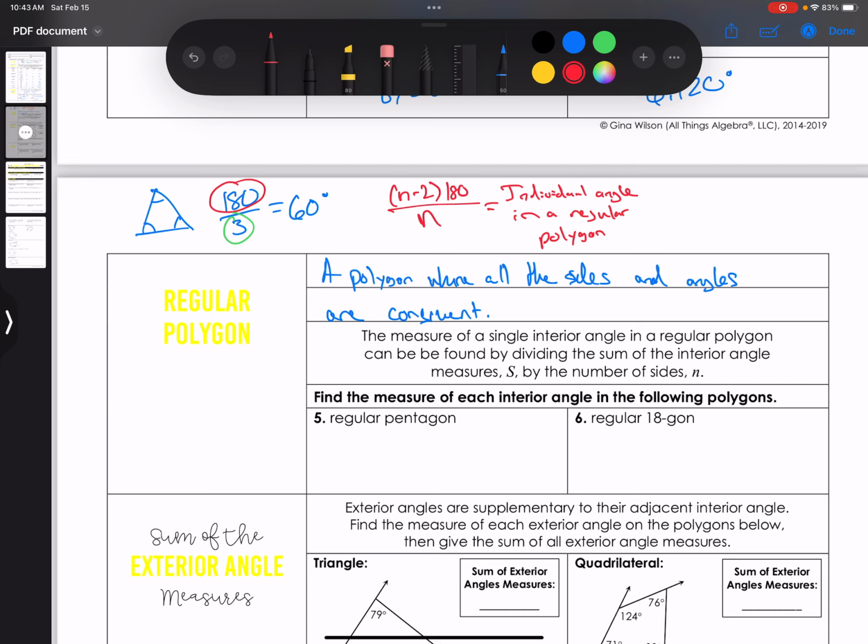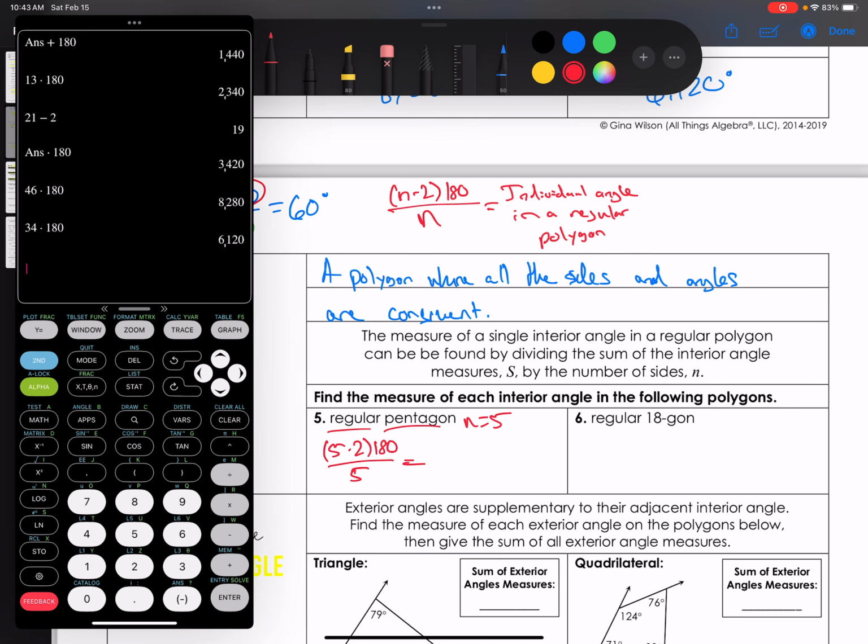Here we want to find each individual measure of a regular pentagon. A pentagon has 5 sides. So if I want to find the measure of one of those angles in that pentagon, we're going to do 5 minus 2 times 180, and then divide by 5. Let's see, 5 minus 2 is 3 times 180, and then divide that by 5. We get 108. Just to be clear, the 540 is the pentagon as a whole. Every angle inside the pentagon has to add up to 540, and then we divide it by the 5 individual angles, and we get 108 for each angle in a regular pentagon.